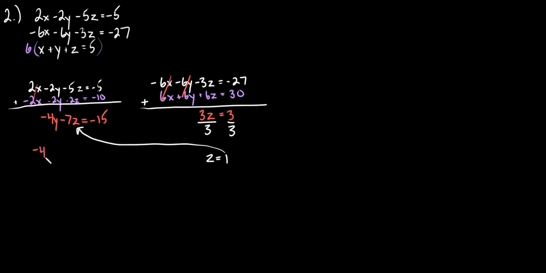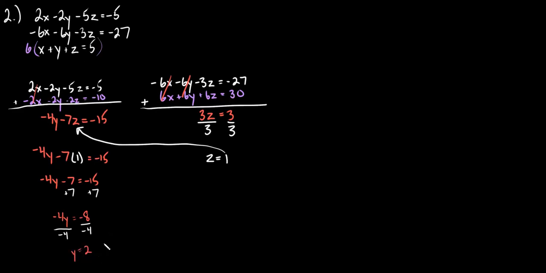So this is going to be -4y minus 7z. Well, I just found that z is equal to 1. So I'm going to substitute in 1 there is equal to -15. And now I'm going to get -4y minus 7 is equal to -15. I'm going to add 7 to each side to get -4y is equal to -8. And now that -4 is multiplying y, I can divide each side by -4 to get y is equal to 2.